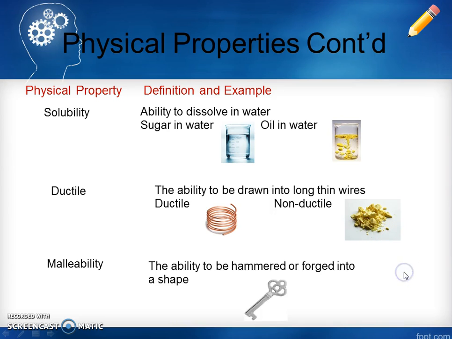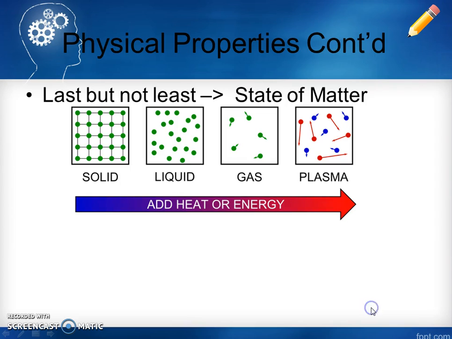Malleable. Malleability is the ability to be hammered or forged into a shape. So how bendable or flexible is it? So this is perhaps an iron key of some kind, and you can see it's really been forged into a delicate shape. Again, sulfur, you could not get it into that shape of the key.